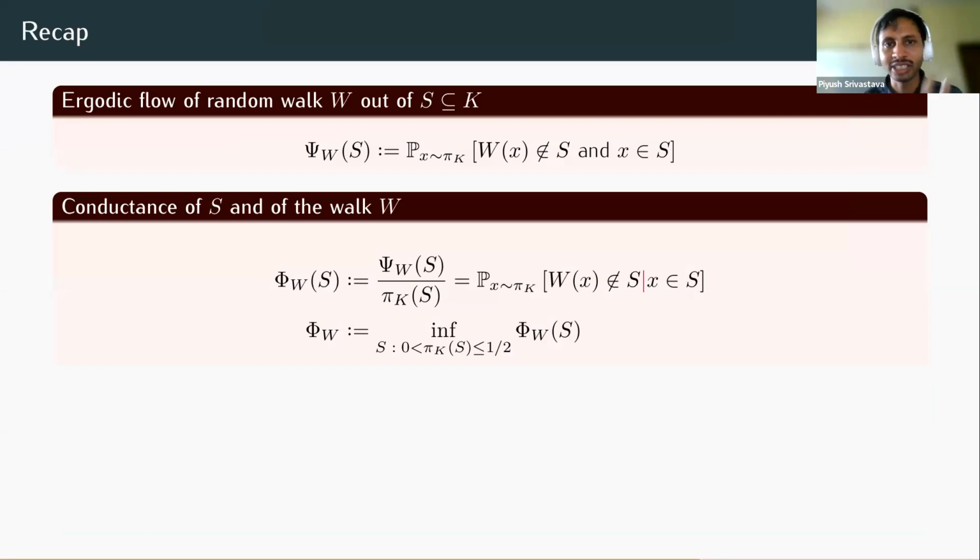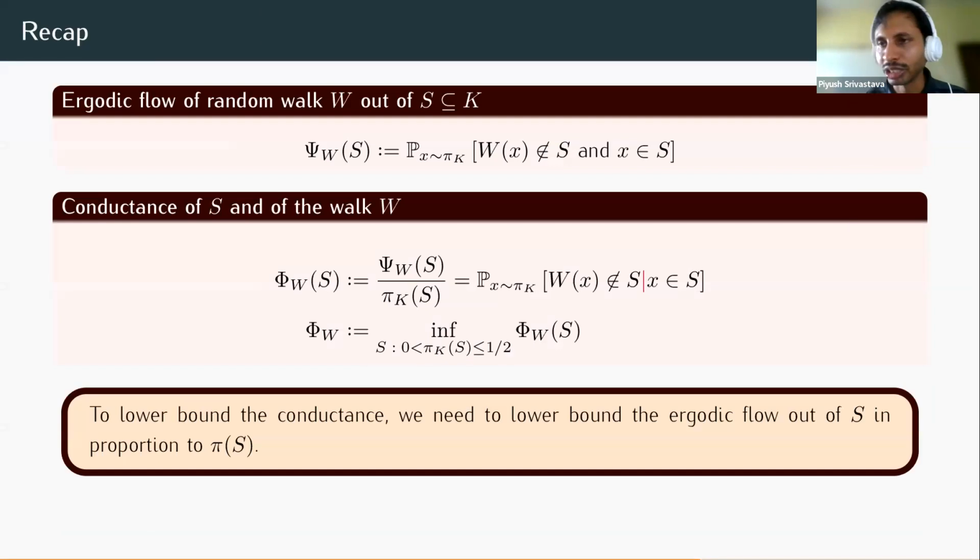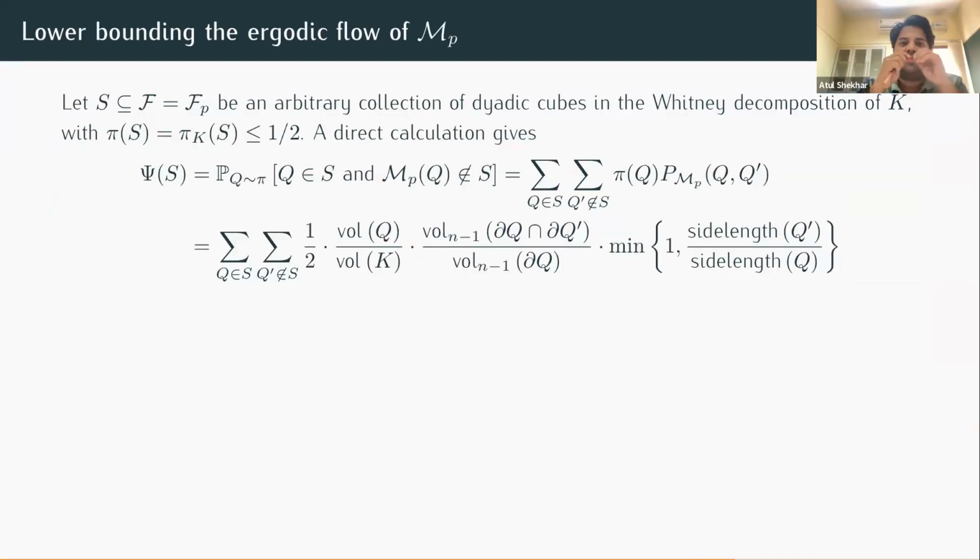So we want to prove a conductance bound. We want to say the ergodic flow of any set is large compared to its volume. It's not too small compared to its volume. It's proportional to its volume, and the proportionality constant is not very small. Okay, so we start writing down the ergodic flow, and we know the Markov chain, same Markov chain. It's picking a point on the surface, then moving to the neighboring cube, based on this Metropolis filter.